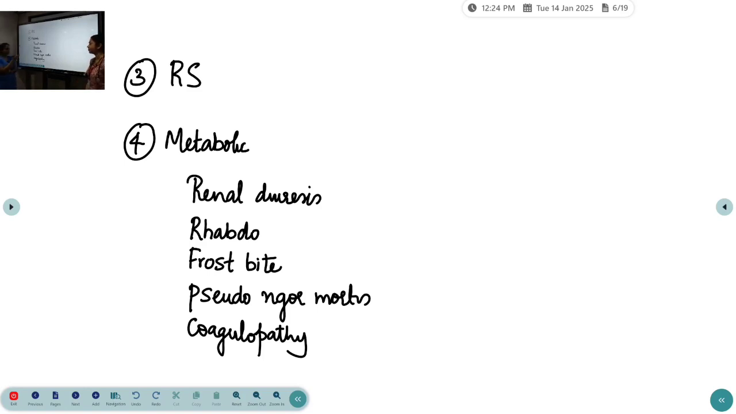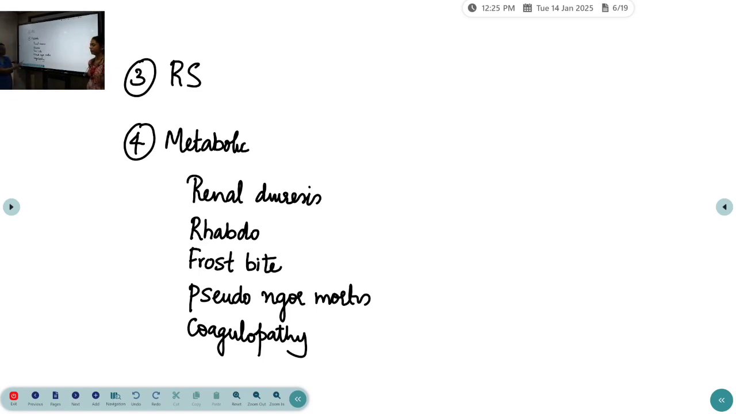Then the second one, the patient can develop rhabdomyolysis, frostbite. Then the patient can develop pseudo-rigor-mortis. This thing also we have to know, because when a patient comes to the ER with features of rigor mortis, we shouldn't think that the patient had been in arrest for many hours. This is an initial change and this will be a pseudo change in the patient. So you have to resuscitate the patient knowing that this is a pseudo change in hypothermia.